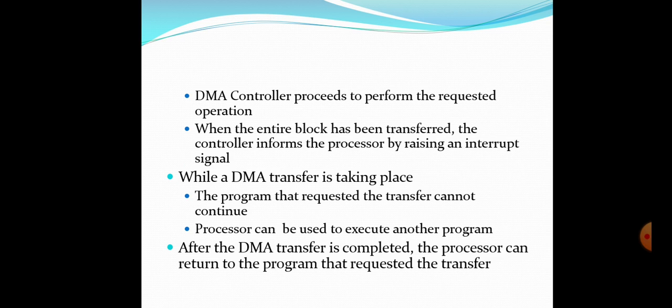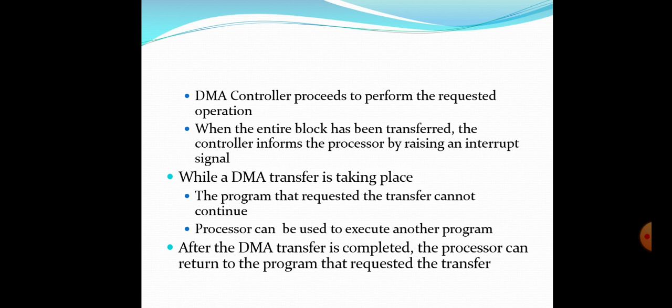When the entire block has been transferred, the controller informs the processor by raising an interrupt signal. That means after this operation has completed, the DMA controller needs to let the processor know that the process has completed. So it uses the interrupt. While a DMA transfer is taking place, the program that requested the transfer cannot continue. The processor can be used to execute another program.